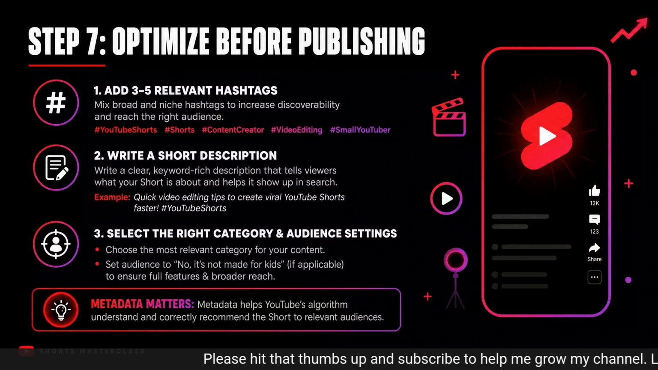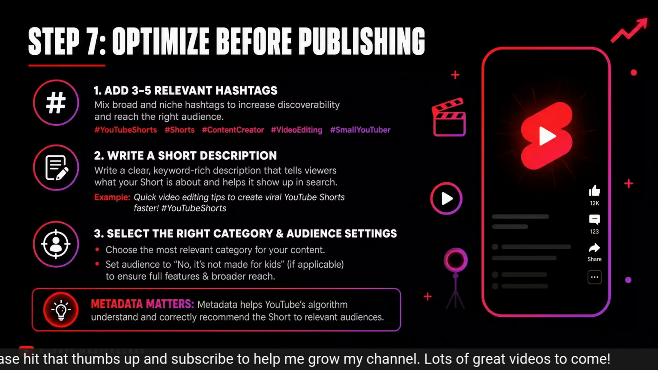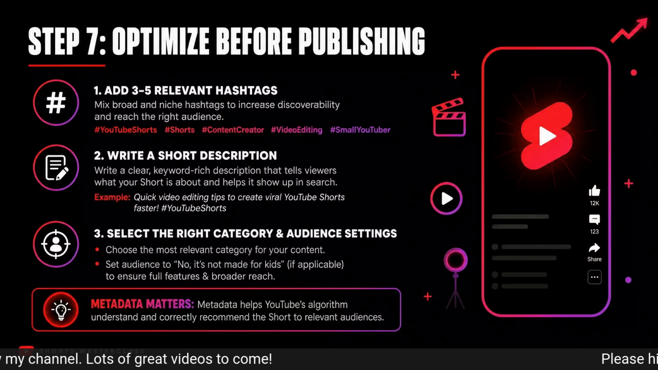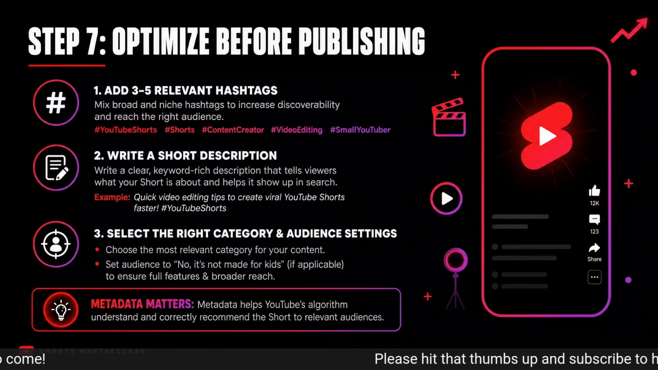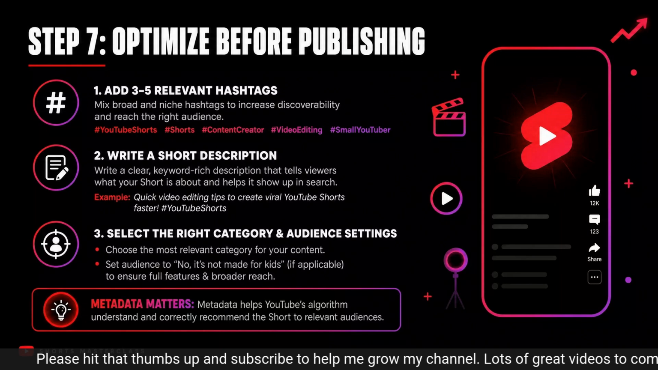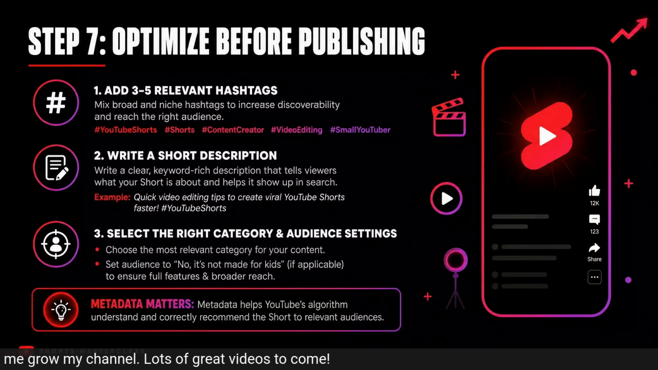Number 3, you want to select the right category and audience settings. Choose the most relevant category for your content. Set audience to no, it is not made for kids. That's so important to ensure full features and broader reach. You always want to make sure you set it to no, not for kids, because they have a special rule for if there's kids in the content. And metadata, like I said earlier, is very important. Metadata helps YouTube's algorithm understand where to put you. They don't know where to recommend your short to if there is no metadata.